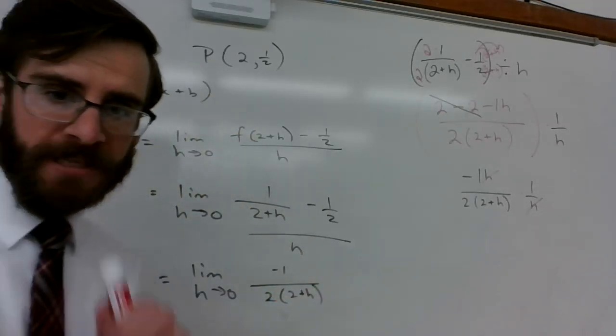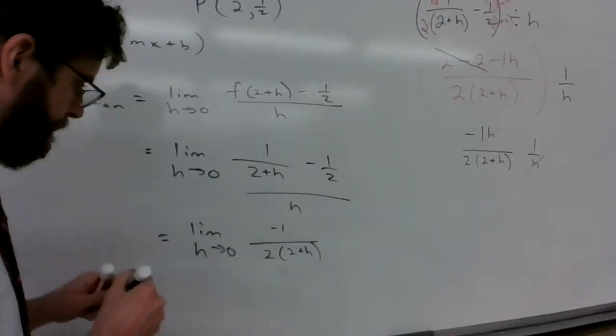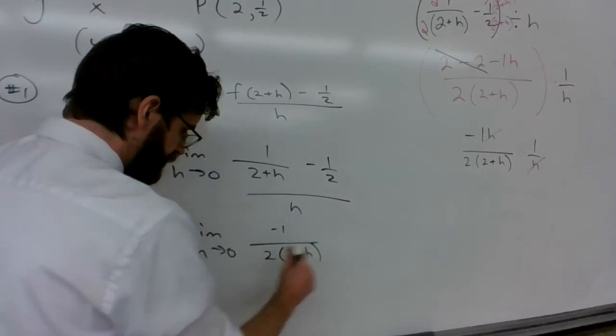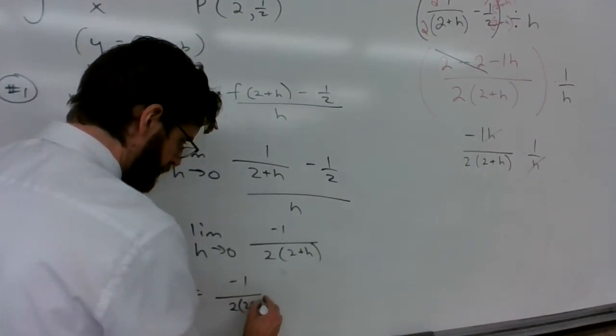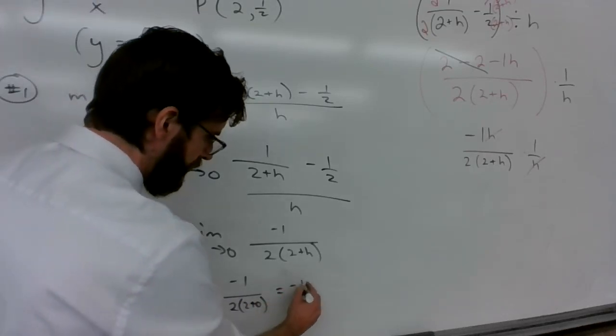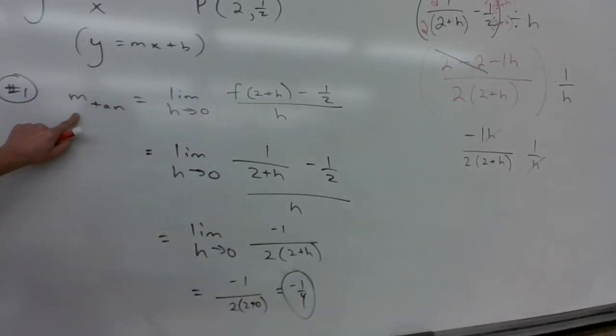And then actually applying the limit to that means plug 0 in. So 0 goes in for the h. It's 2 times 2 on the bottom. Our slope is negative 1/4. The slope of the tangent line is negative 1/4. All right, step 2.